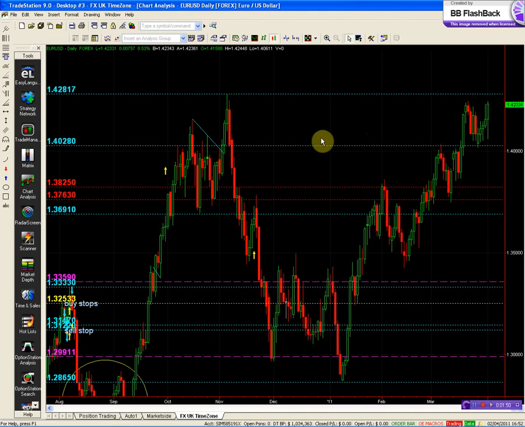Structural short is here, it's the 140.28. The 140.28, particularly if we fail to move above this high here, and that 140.28 will be the equivalent of the dollar index structure. Okay.